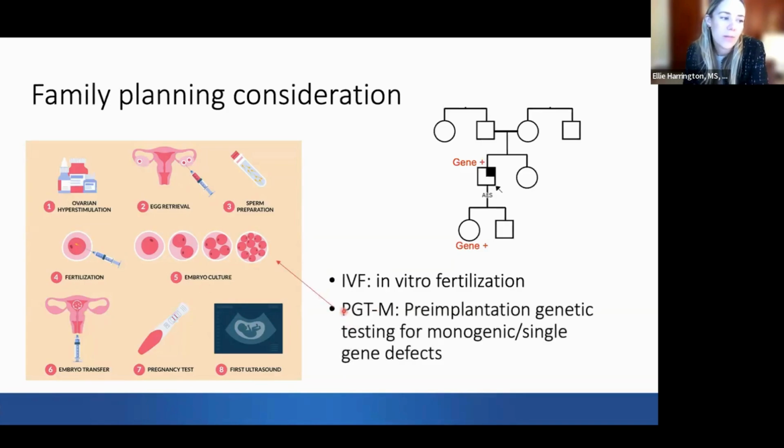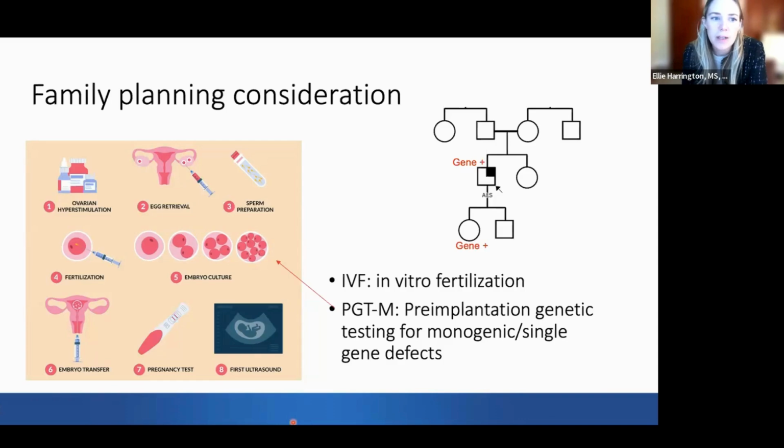PGT-M stands for pre-implantation genetic testing for a mutation. So at this stage, the embryo is biopsied. We take a little DNA sample of the embryo, and we do genetic testing on all of the embryos that were created. And then we only implant an embryo that doesn't carry that known mutation. So this person is ensuring that that mutation isn't passed down to the next generation.